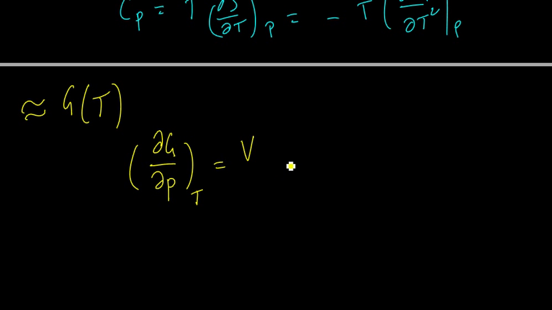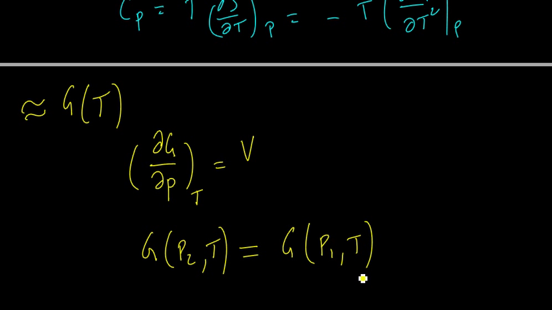But what I would get is the change in the Gibbs free energy at, let's say, pressure 2, temperature T, is equal to, if I integrate this expression, G at pressure 1, temperature T, plus the integral of V dP from pressure 1 to pressure 2.